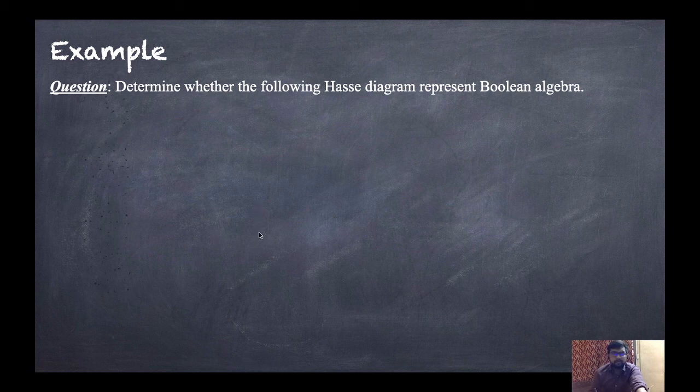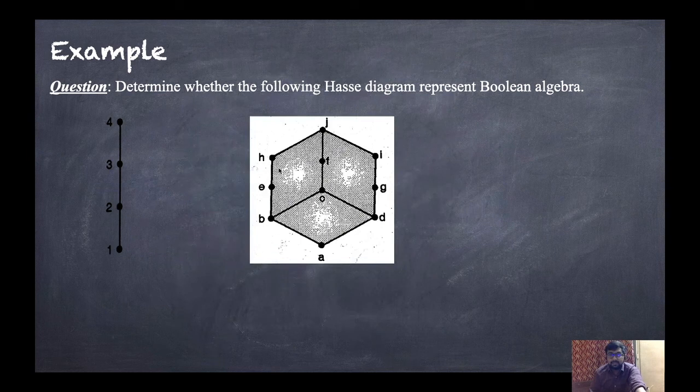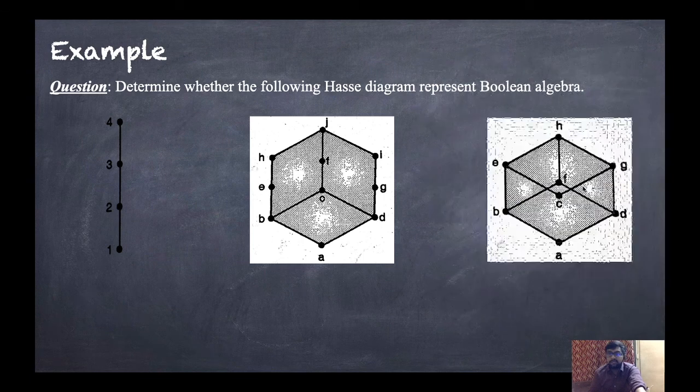The first Hasse diagram is a straight line with points 1, 2, 3 and 4. The second diagram is like a cube but with some additional points. And the third one is the cube but something different. Now first, let us consider the first graph. To check for Boolean algebra, it has to be a complemented and distributive lattice. So first it has to be a lattice.